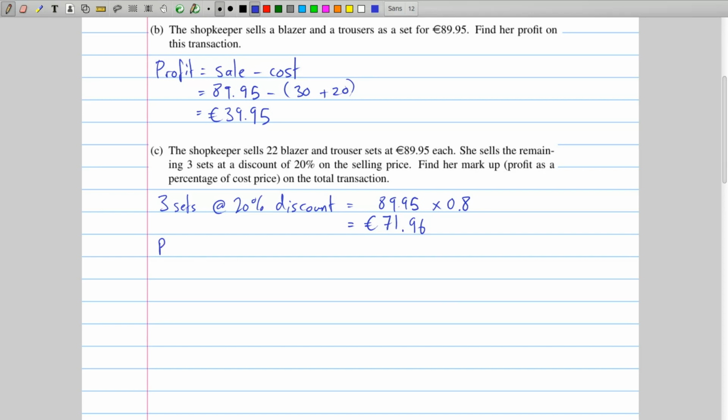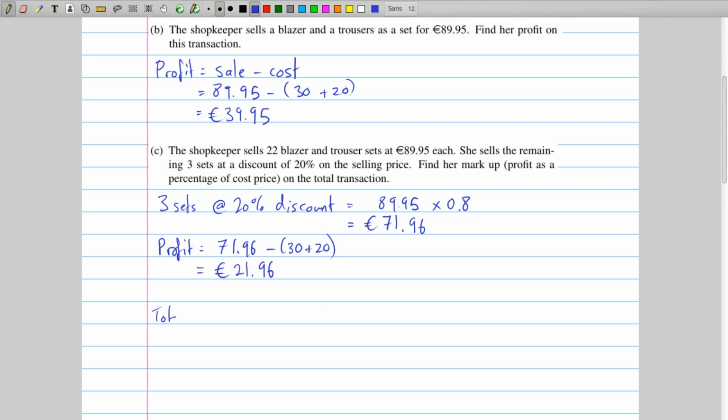And so the profit on these 3 sets is $71.96 minus the cost price, which is 30 plus the 20, which is of course 50. And so the profit then is $21.96 for each of these 3 sets on this discount.